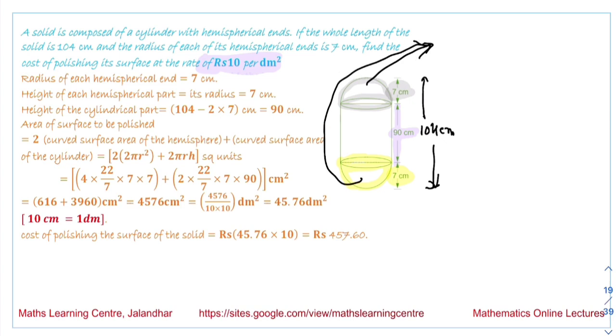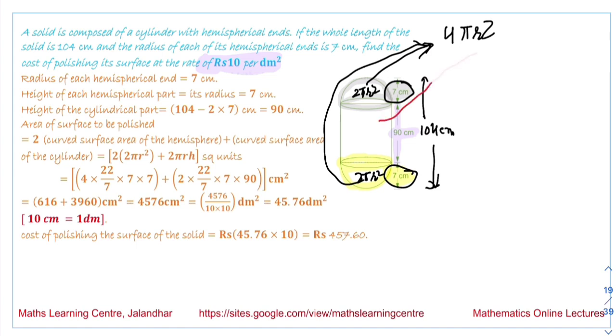Both of these have radius 7 centimeter. So both of these combined, they will form a sphere. The surface area for the sphere, the formula we have, is 4 pi r square. It is 2 pi r square for this and 2 pi r square for this. So the combined surface area is 4 pi r square.